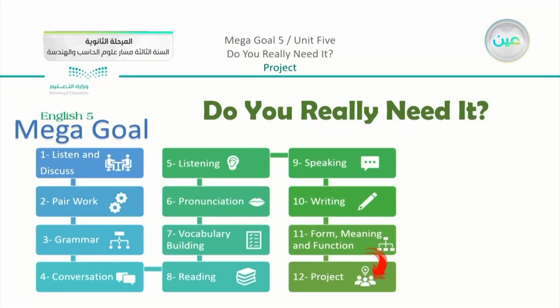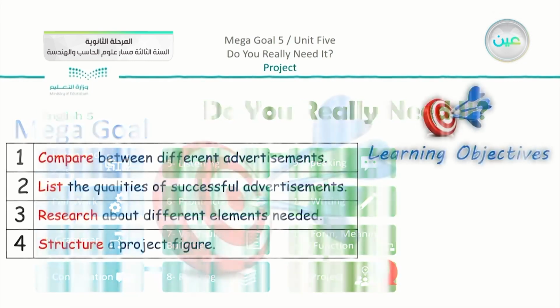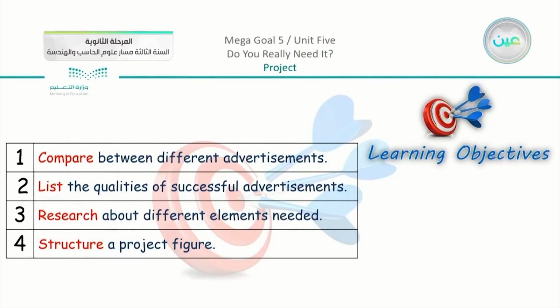We have reached the last part here, which is the project. Now, in our lesson, we have our objectives. The first objective is to compare between different advertisements. The second, to list the qualities of successful advertisements. Number 3, to research about different elements needed. Number 4, structure a project.